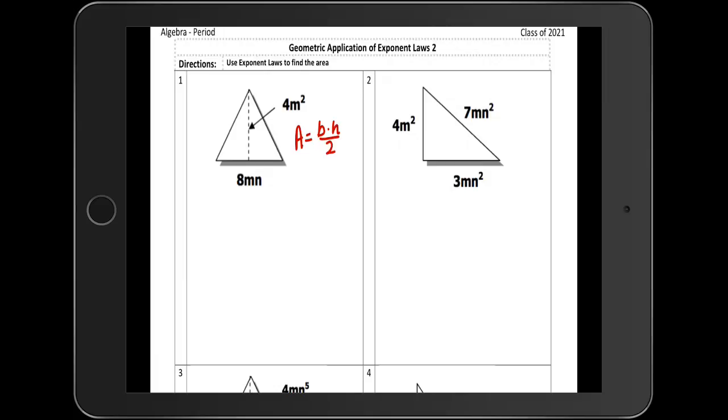So the first thing I need to do is determine what is the base of this triangle and also what is the height of this triangle. So if you already think you have a clue as to what the base and the height are, please take a moment and write them down.